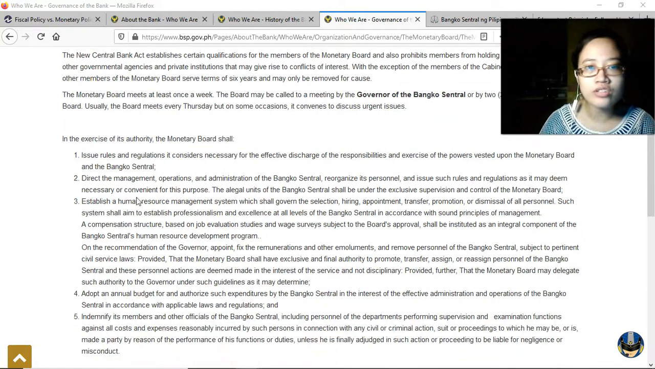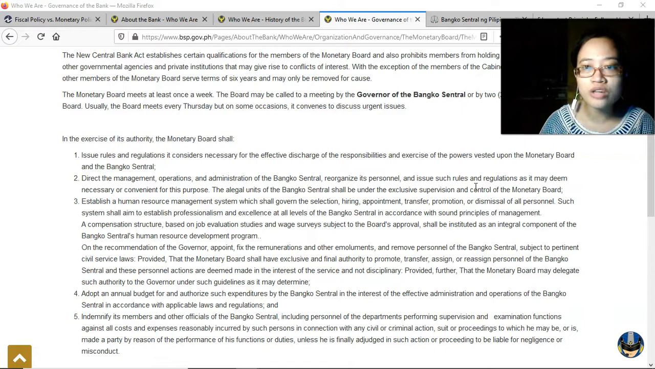In the exercise of its authority, the monetary board shall, these are their functions and powers: first, issue rules and regulations it considers necessary for the effective discharge of the responsibilities and exercise of the powers vested upon the monetary board and the Bangko Sentral. Second, direct the management, operations, and administration of the Bangko Sentral. Essentially, it's still an organization. It's a large organization, monitoring and controlling the whole financial system.